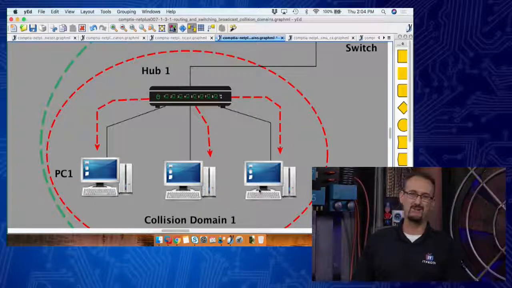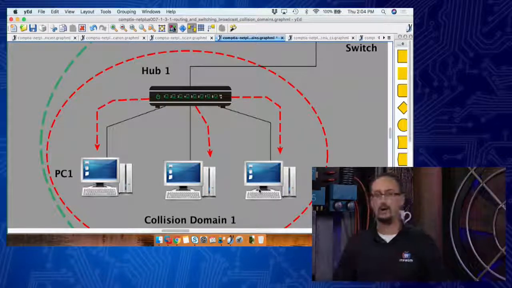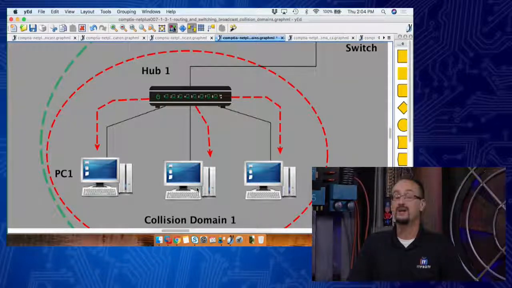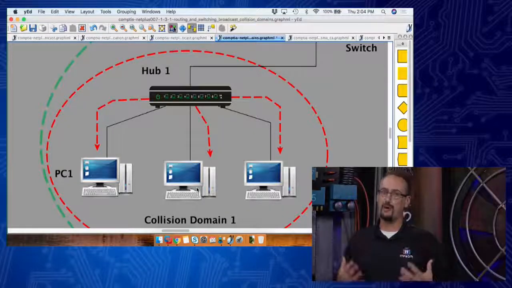Well, it doesn't matter to the hub. It doesn't understand that. It just receives the signal and it broadcasts it out all the ports. So that means PC2 is going to receive the signal as well. It's not going to process it. So again, you can see there's wasted time, wasted communications on your networks. That's why we've got to worry about broadcast communications.